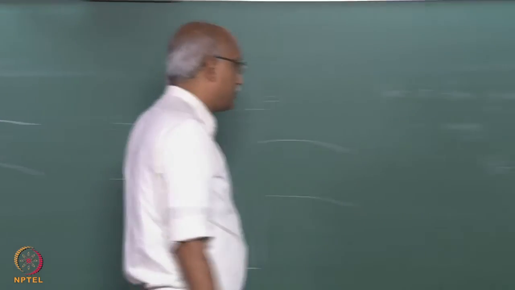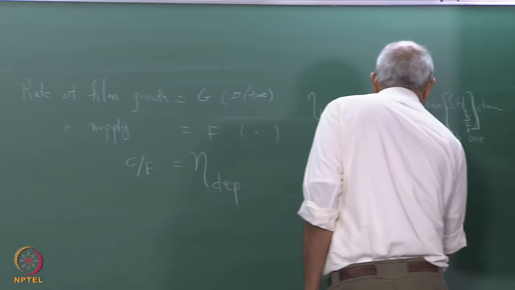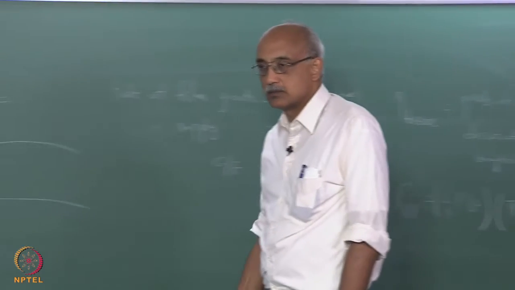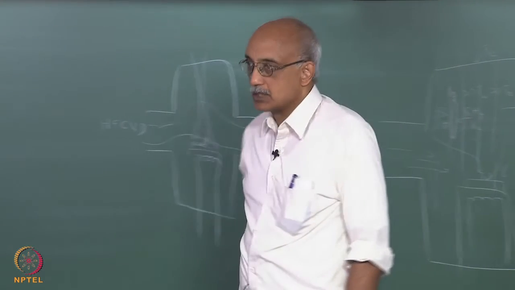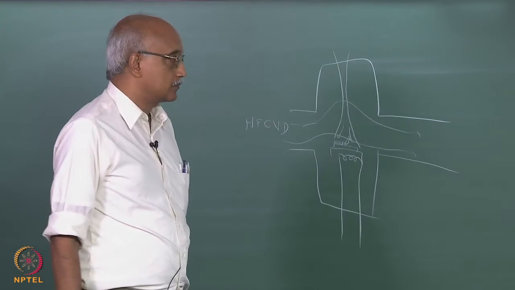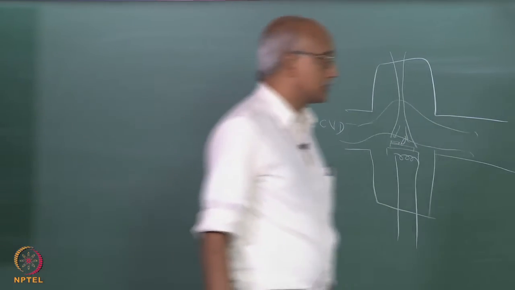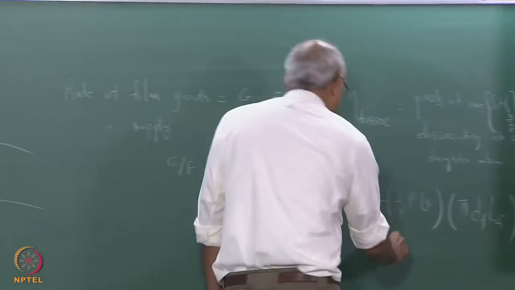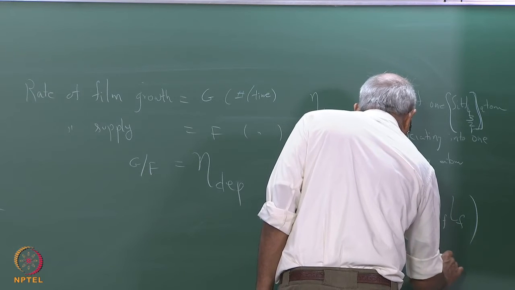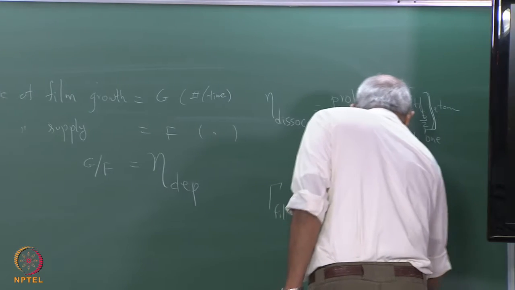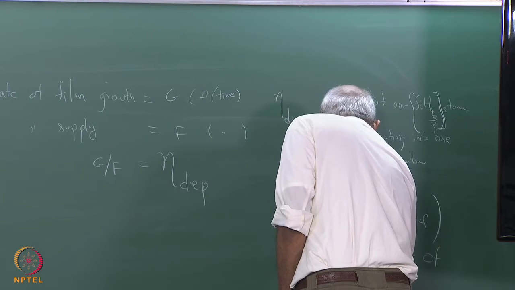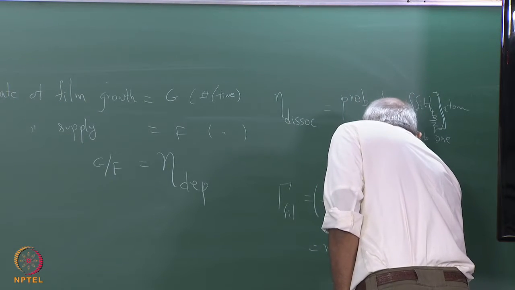So if you take this and multiply it by the effective area of the filament, let's model it as a cylinder, so it's pi d_f times l_f. This gives you the rate at which the silane molecules are actually striking the surface. So this is the rate of incidence of SiH4 / SiH3, SiH2, SiH on the filament.